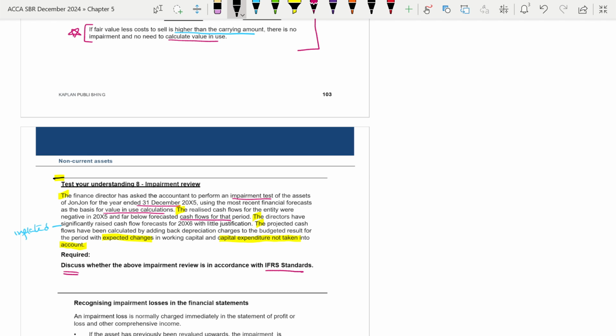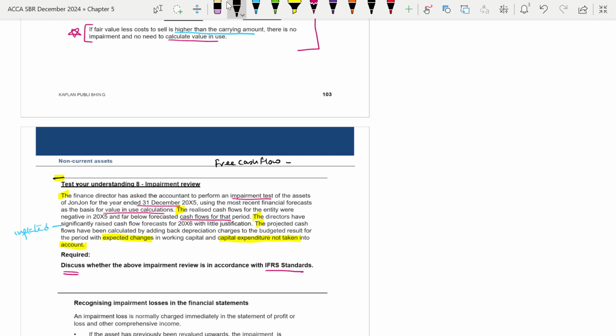So they added back the depreciation charges. Is it because depreciation is a non-cash expense? Yes, it is a non-cash expense. If you go back to the investment appraisal, NPV, and the concept of free cash flow, it has a very clear structure.